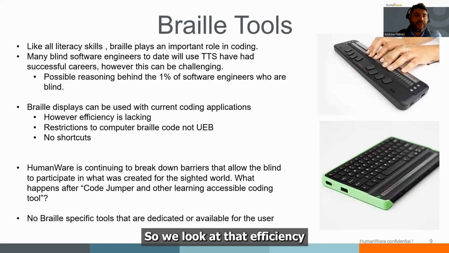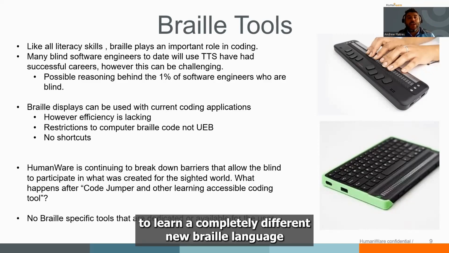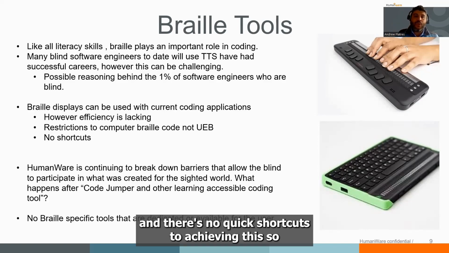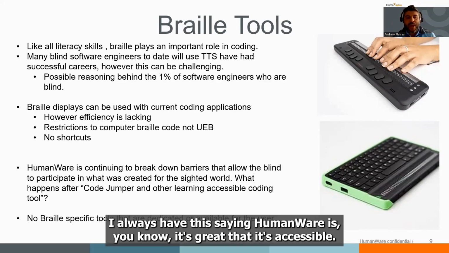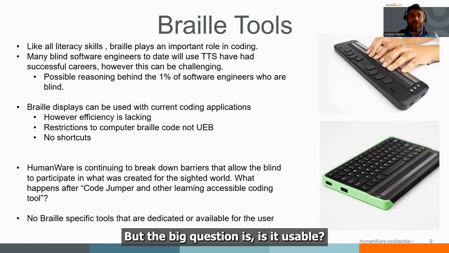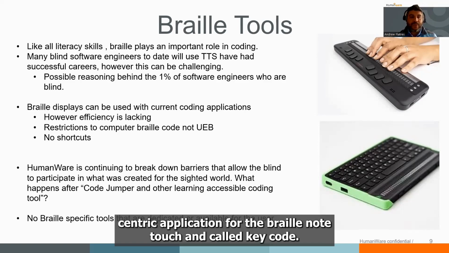So we look at efficiency, and restrictions to computer Braille, not using UEB. That means you're going to have to learn a completely different new Braille language, and there are no quick shortcuts to achieve things. I always have this saying: Humanware, it's great that it's accessible, but the big question is, is it usable? And this is where we're introducing a new Braille-centric application for the BrailleNote Touch called KeyCode.